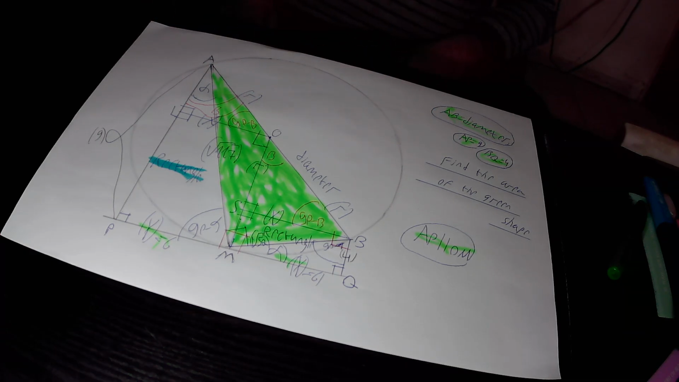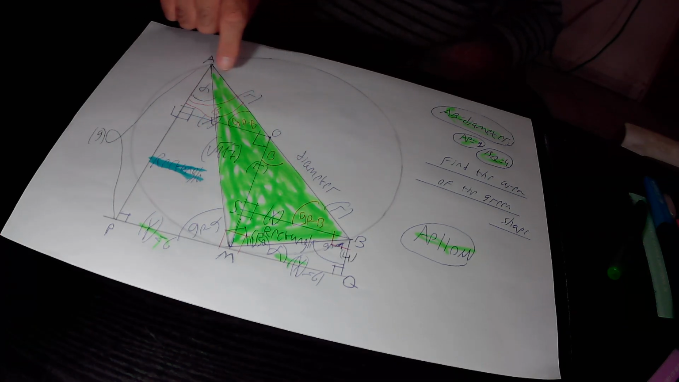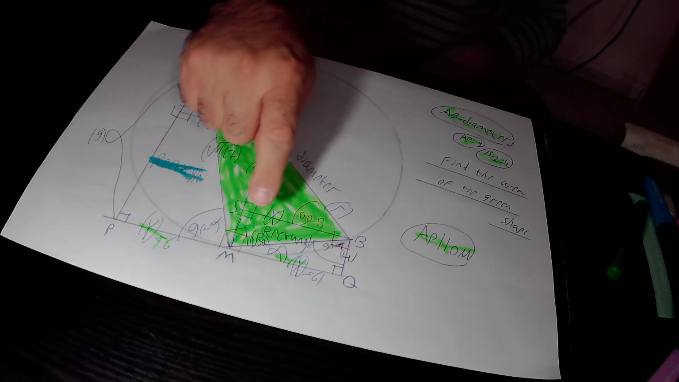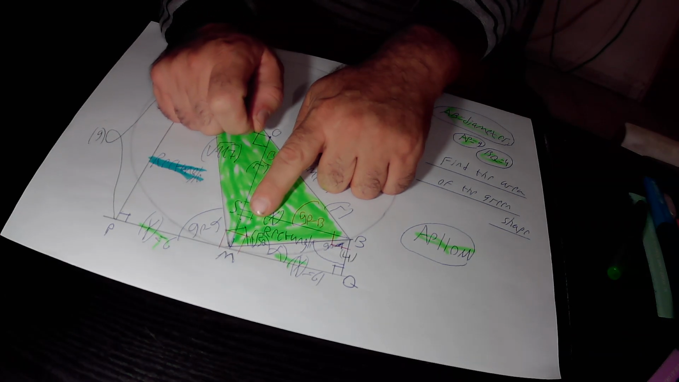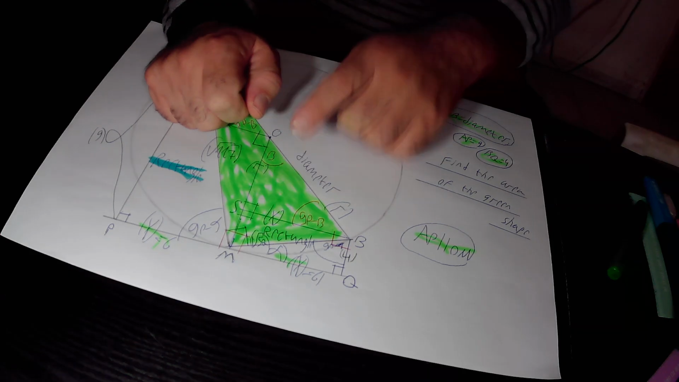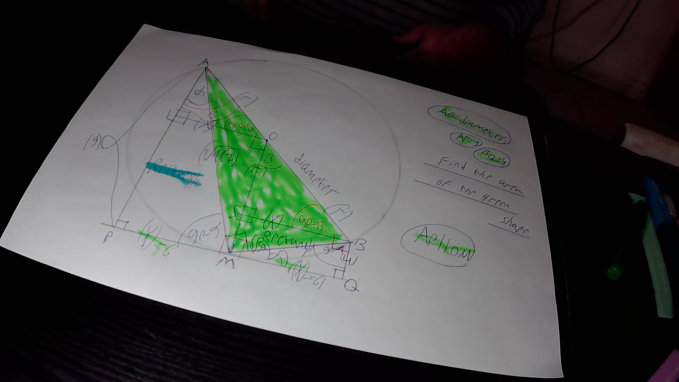And whenever your radius is drawn to the point of tangency, then tangent PQ will be perpendicular to radius MO. If PQ is perpendicular to MO, this angle equals 90 degrees, and this angle also equals 90 degrees, according to rule 1.